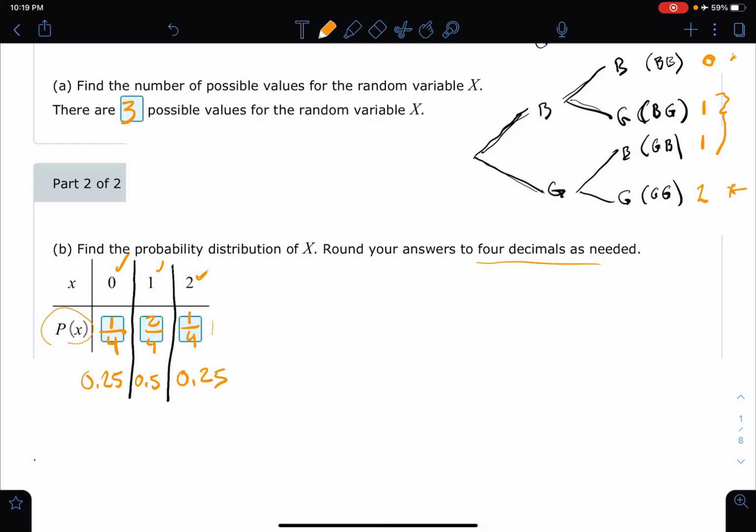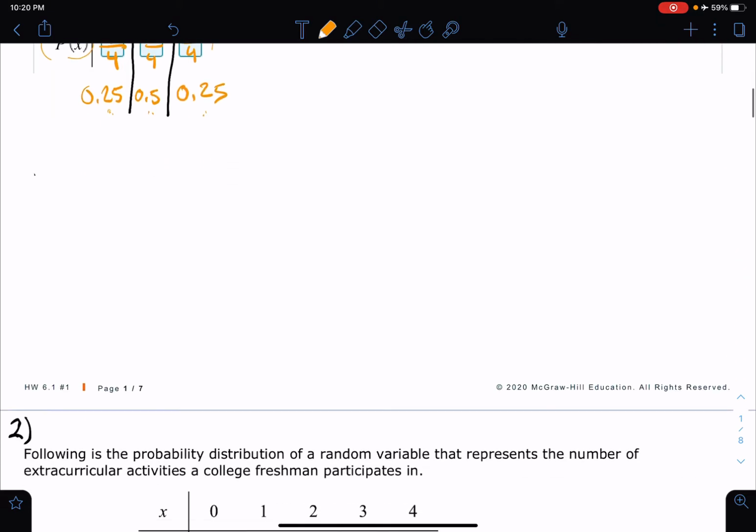You can see this fits the model of a probability distribution in quite a few ways, and one way to tell is that each one of these probabilities is between 0 and 1, and then we add up 0.25 plus 0.50 plus 0.25, we end up getting 1. Okay. All right, let's move on to the next question.